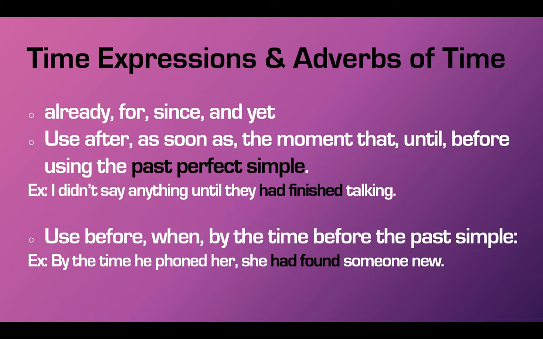Now, time expressions and adverbs of time that we use with the past perfect simple: already, for, since, and yet. Then, use after, as soon as, the moment that, until, before using the past perfect simple. Like in this example, I didn't say anything until they had finished talking. So, until is before the past perfect. So, until they had finished talking.